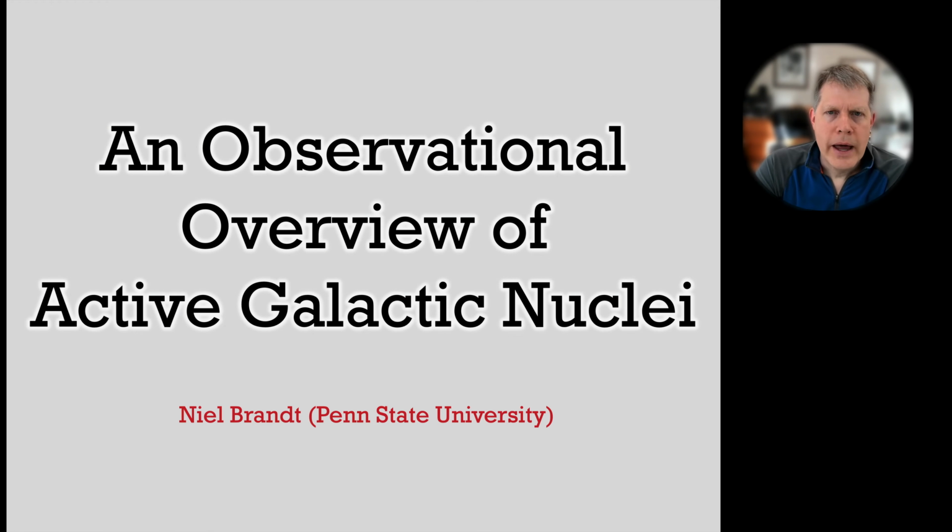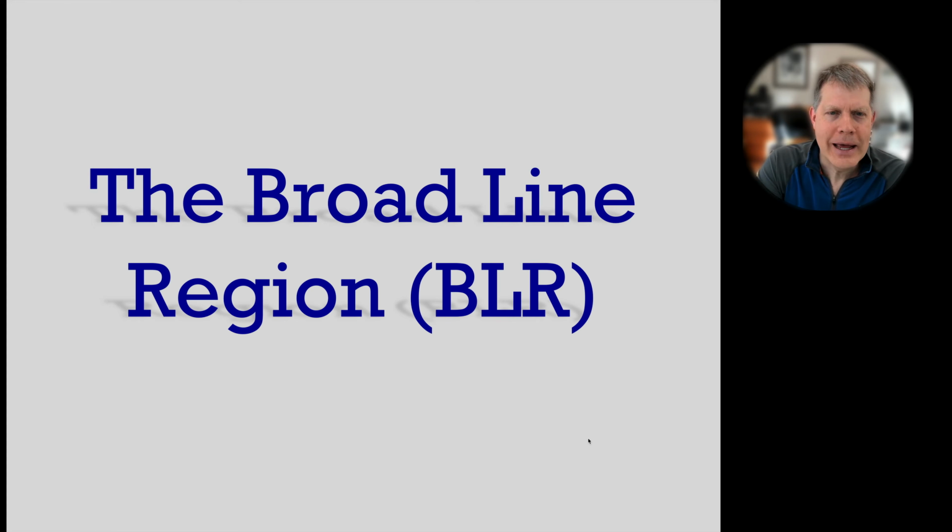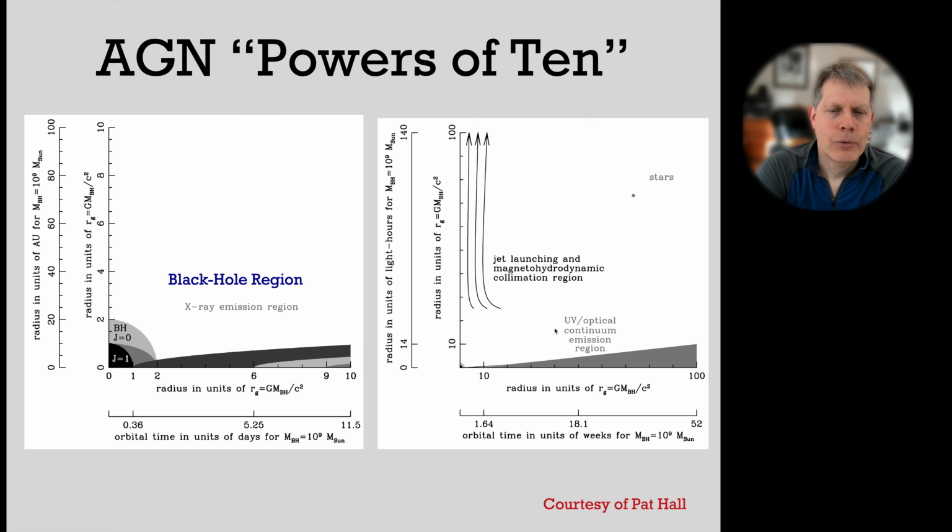Okay, I would now like to continue our discussions of an observational overview of active galactic nuclei. And today we will be talking about the Broad Line Region, which is often abbreviated as BLR. So we will go back first to set the scale to our AGN powers of 10.